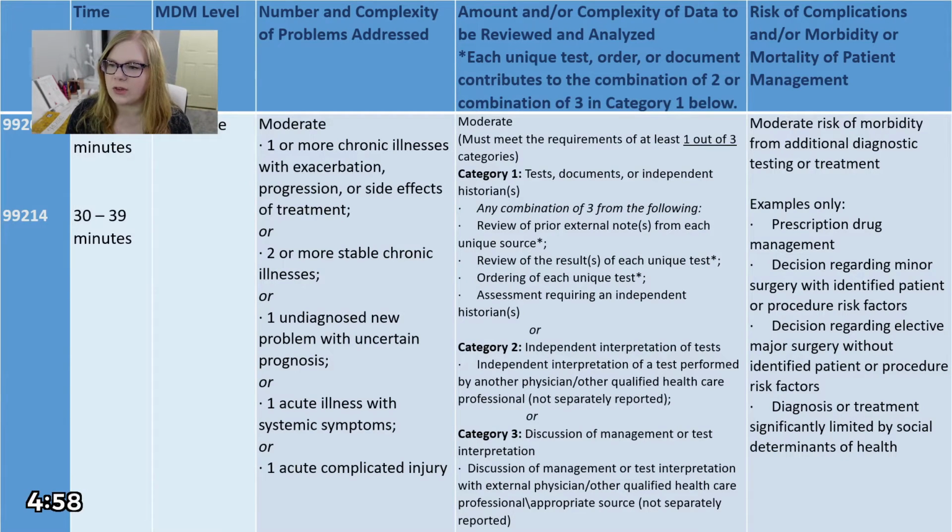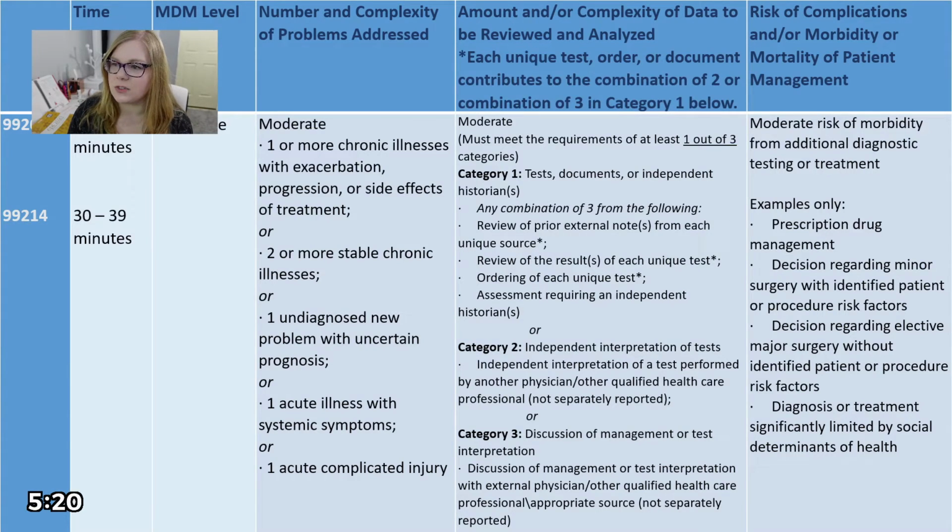So category 3 is discussion or management of tests or interpretation. So if you're having a discussion of management or test interpretation with an external physician or other qualified healthcare professional or appropriate source, again, you're not separately reporting for that. That can count towards your category 3, and we need 1 out of 3 to meet that moderate amount of complexity of data reviewed.